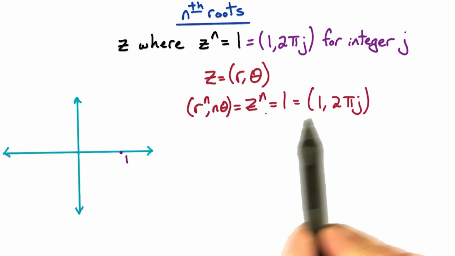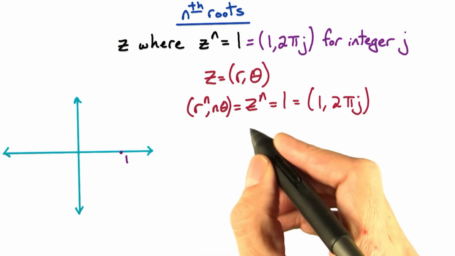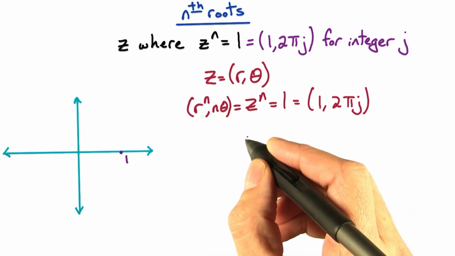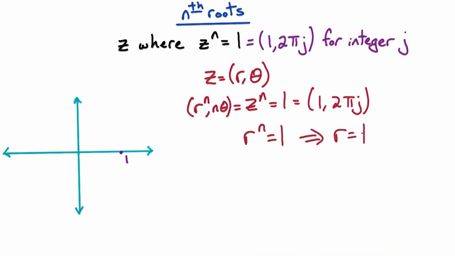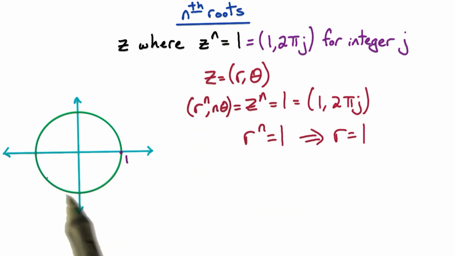Now we're assuming this equals 1. So what does r equal and what does theta equal? Well, r raised to the power n equals 1, so then we know that r equals 1. So what does that mean? That means that all the complex roots of unity lie on this unit circle, this circle of radius 1.